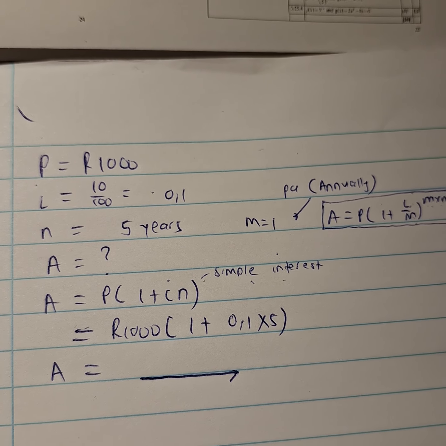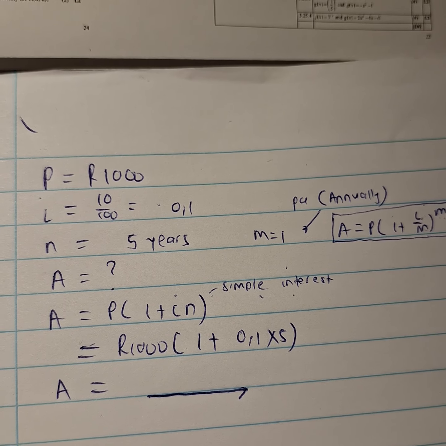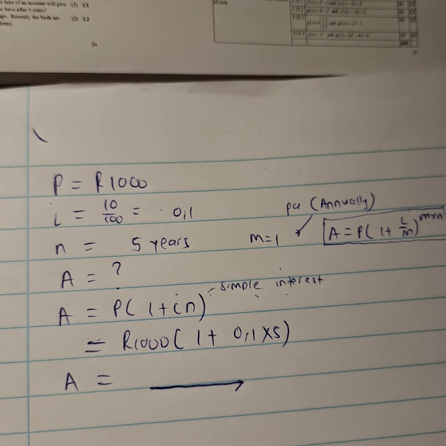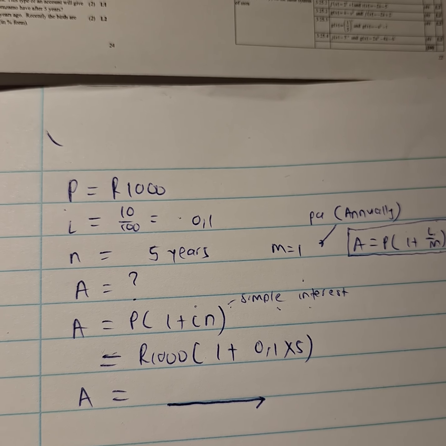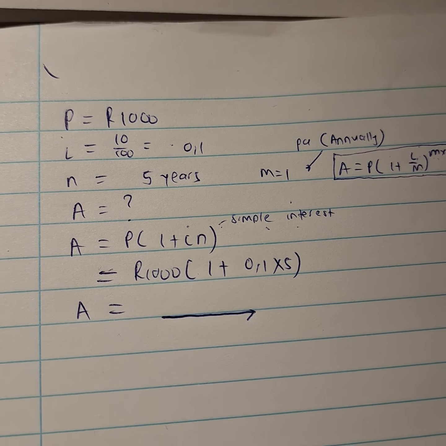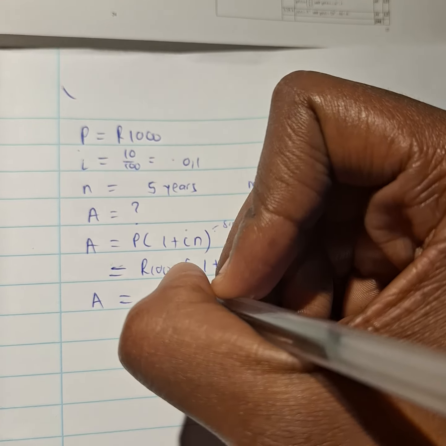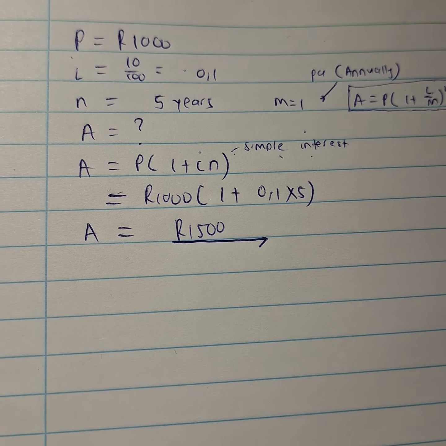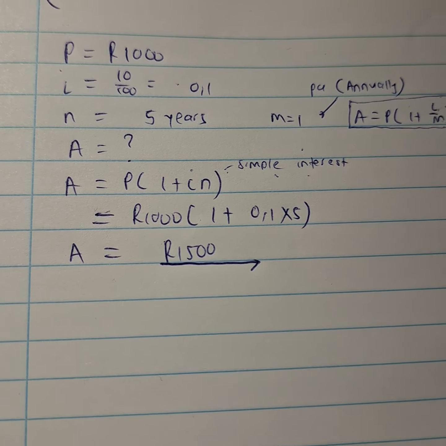Which we would times by what? By 5. So that would be 1,500. Okay, so luckily we don't have any rounding off, and that's just that.